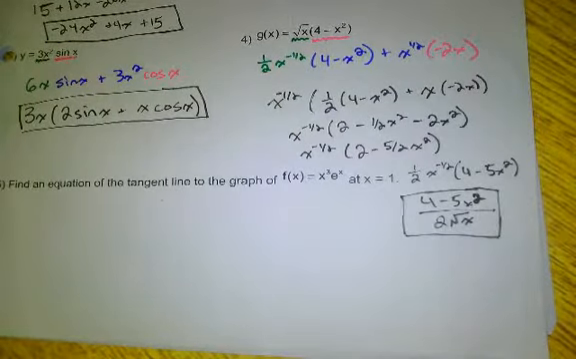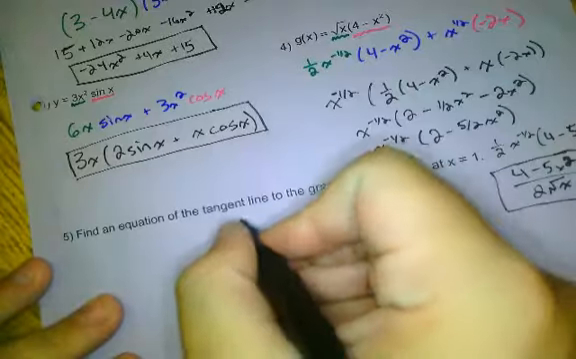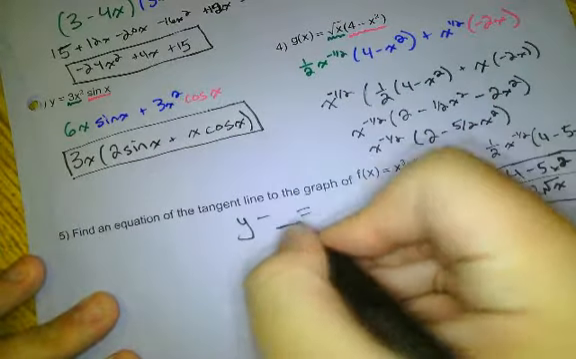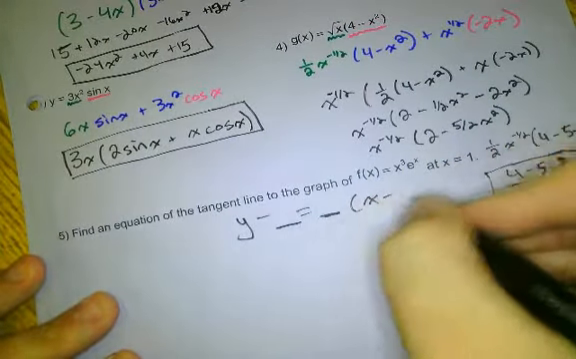Questions on that one? Okay, number 5, find the equation of a tangent line. So we've done this. We're finding the equation of a tangent line. We essentially want y minus something equals slope. All right, I'm going to fill in these blanks. Equals slope times x minus something. That's what I want.